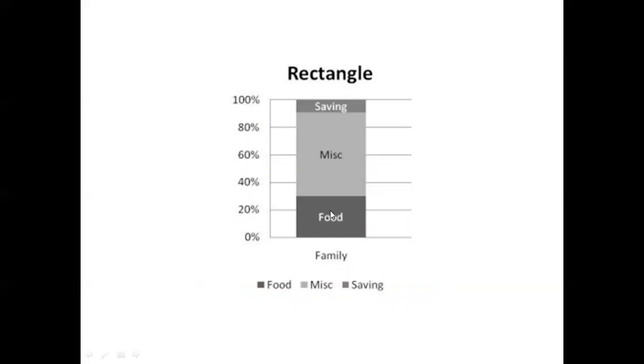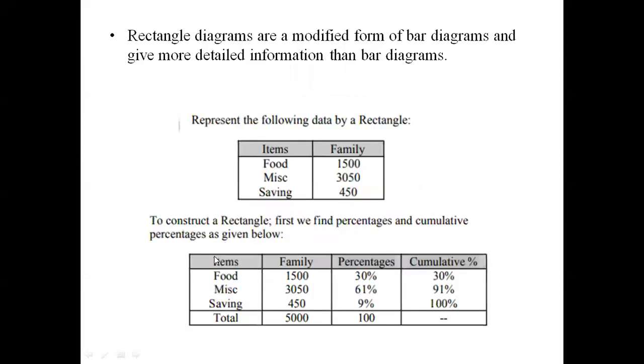Here different shades are used for food, miscellaneous and savings, because we have not used any color. This is the food area, this is the miscellaneous area, this is the savings area. This is the rectangle showing the family expenditure. What is the title? Rectangle showing the family expenditure can be given as a title for this diagram. So this is the method of representing the rectangles.